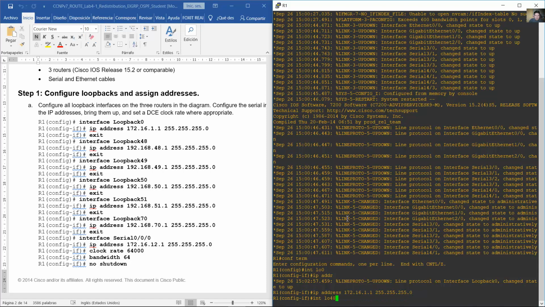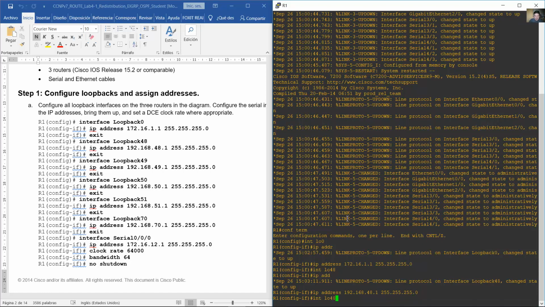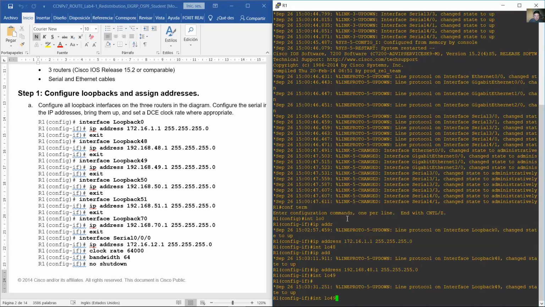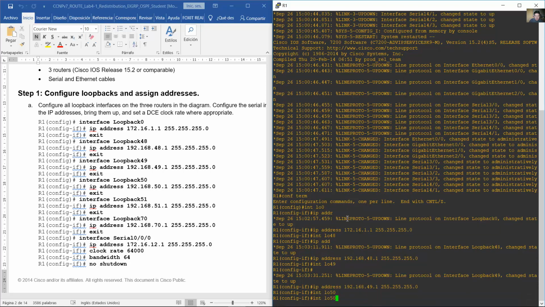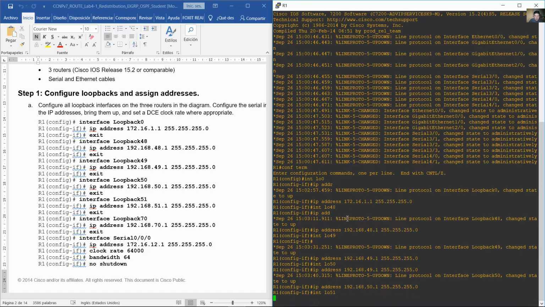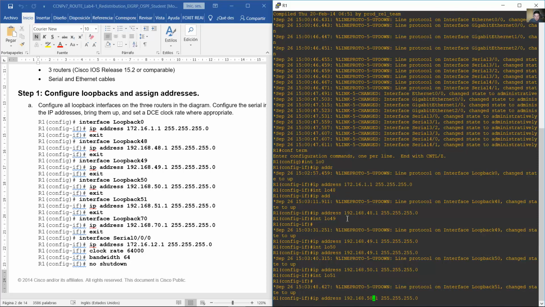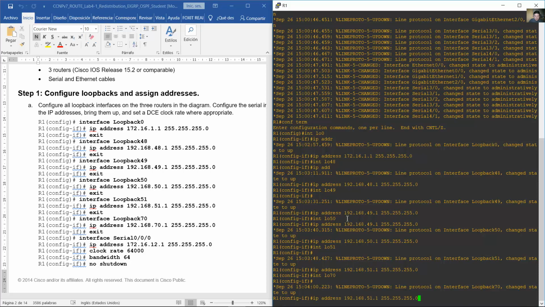loopback 48, IP address, .49, .50, .51, .70, 70.1.